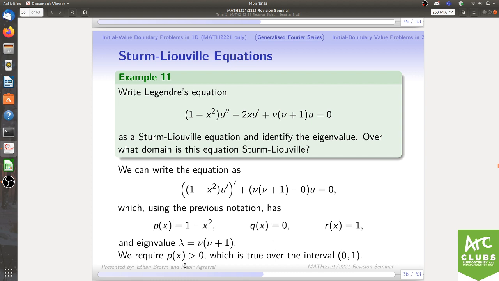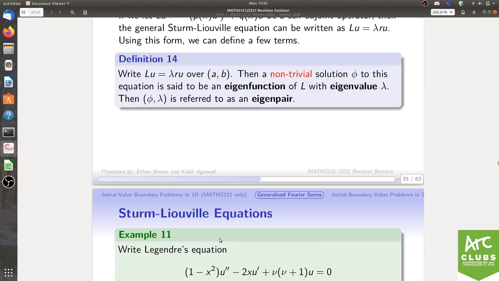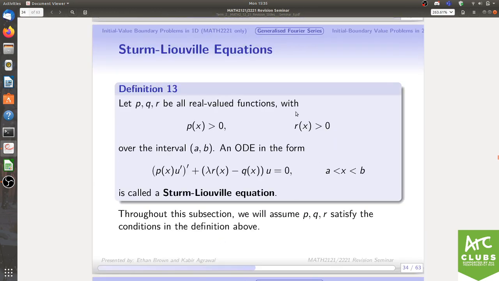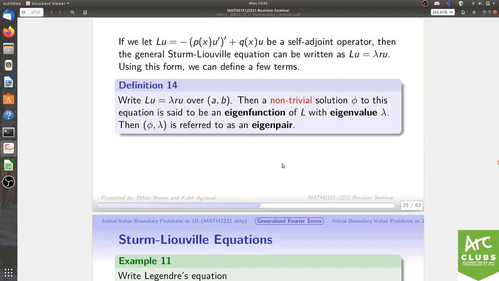Note that we need p of x to be greater than 0, and that's just a condition that we have to introduce. Don't need to know why, but that's just the way it is. Okay.